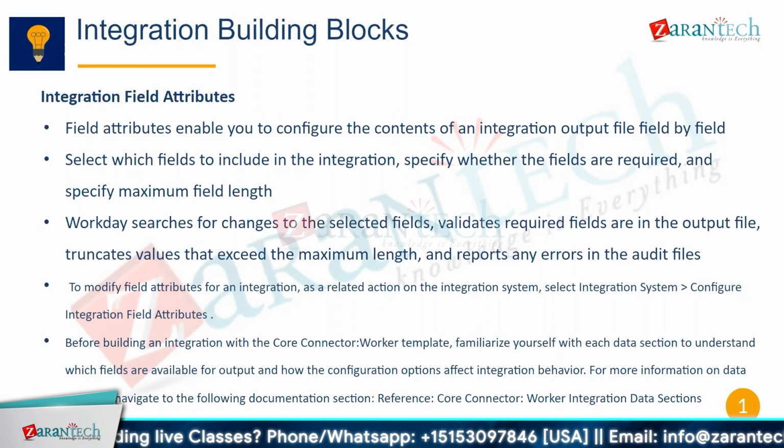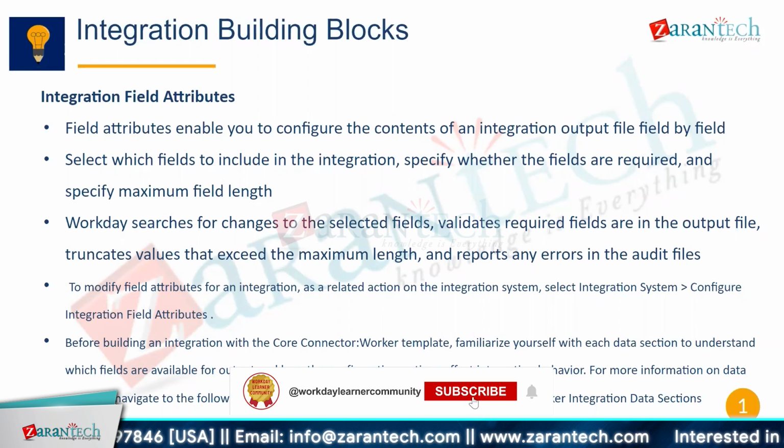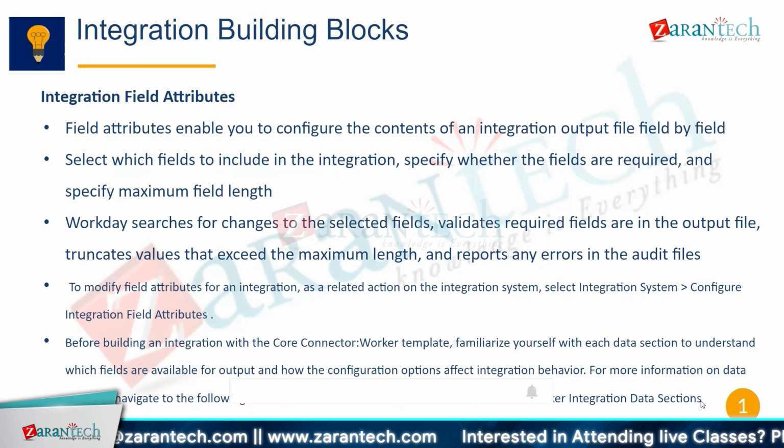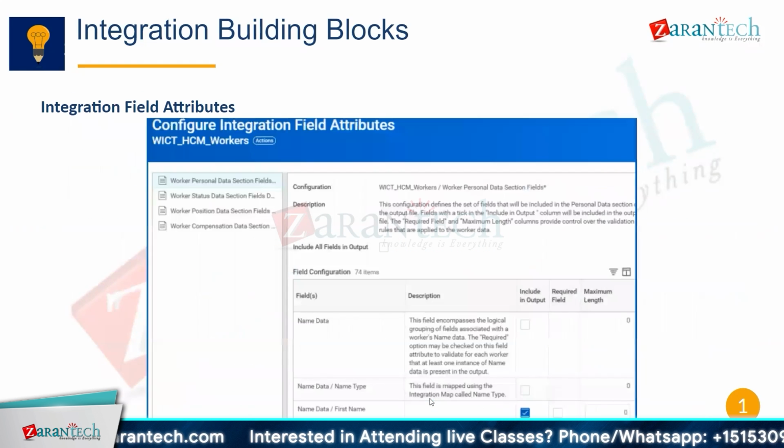So to modify field attributes for integration as a related action on the integration system, select integration system, configure integration field attributes, that we just did a few minutes ago. So before building an integration with the core connector worker template, familiarize yourself with each data section to understand which fields are available for output, how the configuration option affect integration behavior. So for more information on data sections, navigate to the following documentation section, reference core connector worker integration data section. This is referring to the Workday community.